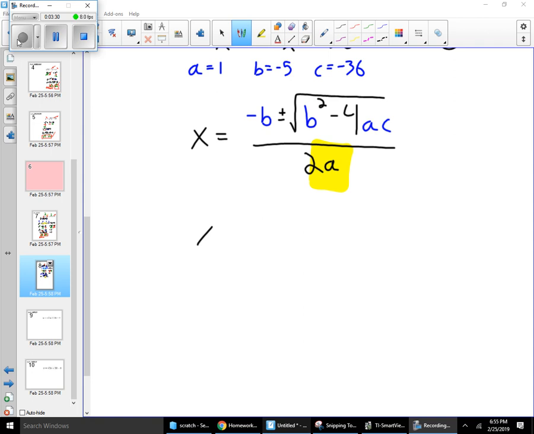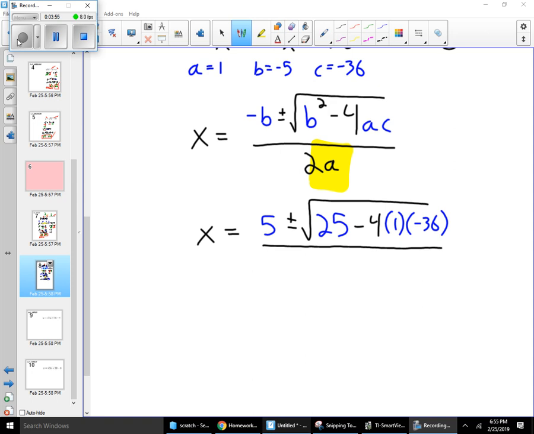Substituting in our values, we are going to get the opposite of b. Well, b is already negative, so the opposite of b will make it positive. Plus or minus the square root of b squared, negative 5 times negative 5 is 25. Minus that 4 times a is just 1. And then a c. c is a negative 36. All of that will be divided by 2a. Of course, a is still just 1, so we're really just going to be dividing by 2 when we go to simplify.